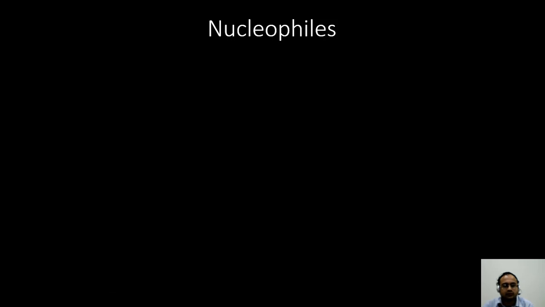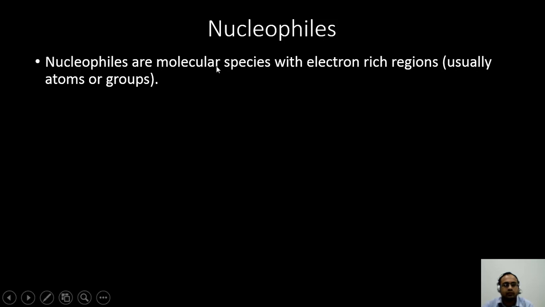Now let us quickly look at what nucleophiles are. Nucleophiles are molecular species with electron-rich regions, usually atoms or groups. Here are some examples, like the water molecule, ammonia, H2S and phosphine. All these compounds contain atoms which have extra electron density on them.